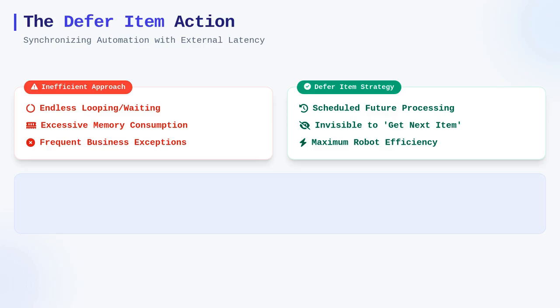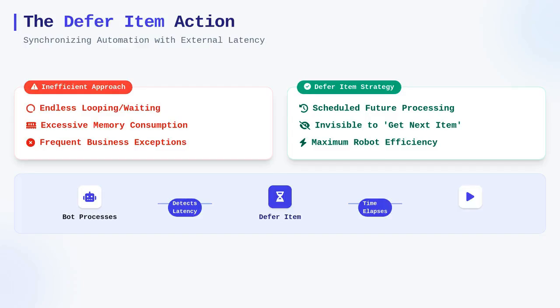This is a design pattern that respects the state transitions of the external environment rather than fighting against them. It prevents the infinite loop of retry scenarios and ensures that your robots remain efficient by only picking up items that are truly ready for action.